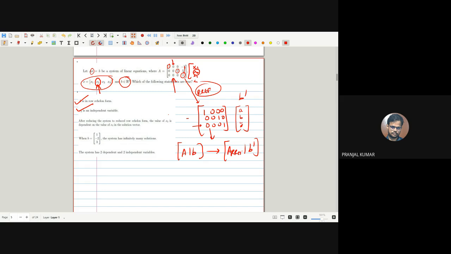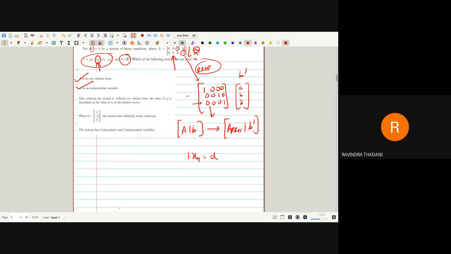First this column. So 0 times x1 plus 0 times x2 plus 0 times x3 plus 1 times x4 is equal to d. So x4 is d. Now the third: 0 times x1 plus 0 times x2 plus 1 times x3 is equal to c. Sorry, this is c, and this is b. A, b, c, there are only three. Then x1 is equal to a.